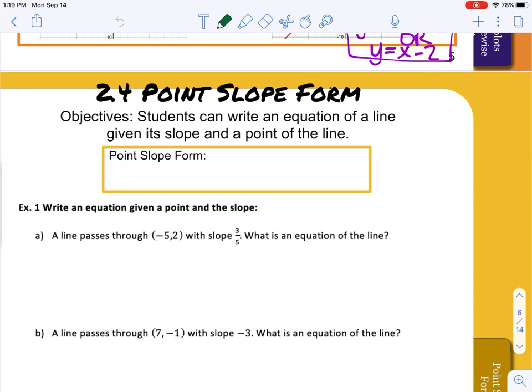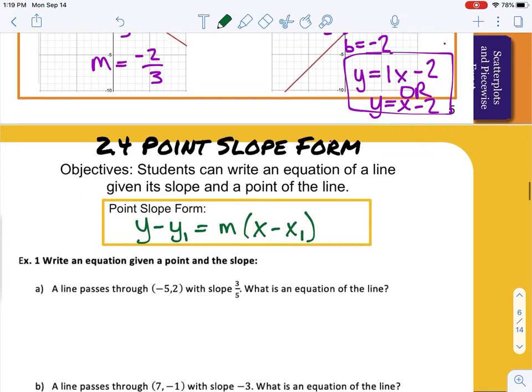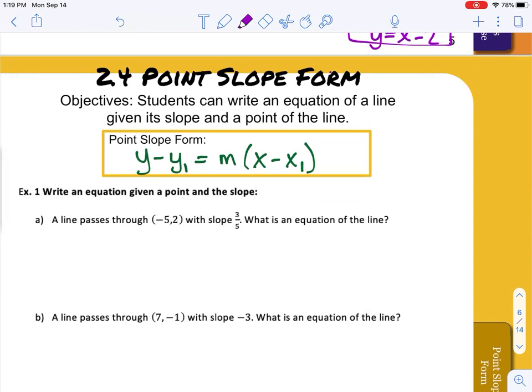Hi all, today we are covering 2.4, point slope form. You guys will be able to write an equation of a line given its slope and a point on the line. If you recall from Algebra 1, point slope form is y minus y1 equals m times x minus x1. Point slope form literally gives us the point x1, y1, and the slope m of a line. So, write an equation given a point and the slope.